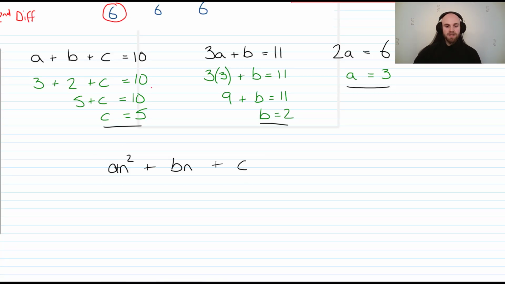So we need to be using this form, an squared plus bn plus c. So we're just going to sub these values into the equation to get the quadratic sequence. So a is going to be 3. It's going to be 3n squared plus bn, where b is 2, so this is going to be plus 2n plus c. Well, c equals 5. So this is going to be 5.